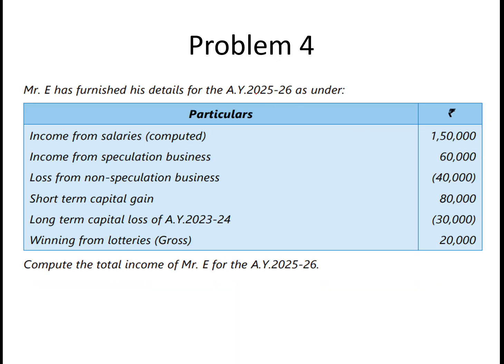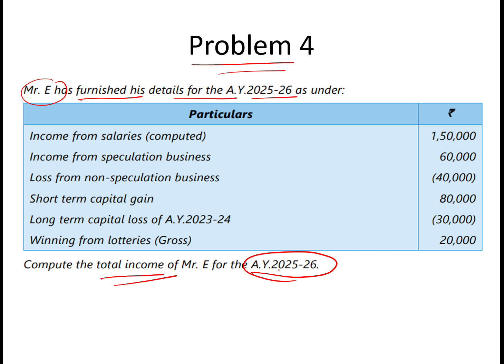Now we will discuss problem number 4. In this problem, Mr. B has furnished his details of assessment year 25-26 and you need to compute his total income for assessment year 25-26. First one is salary income. Please remember salary loss is not there, logically. So there will be only profit. This income from salary will be fully taxable.